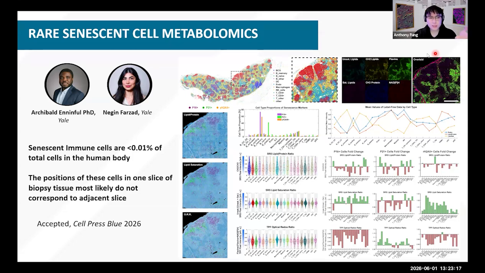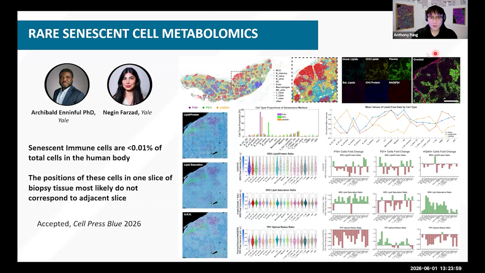For example, senescence is where a cell stops dividing. But those senescent cells, even though they accumulate with age, are still rare. Generally about 1% or less of your cells are going to be senescent at any given time. So if you take adjacent sections, your senescent cells might not be in the same position. So it's really important that you look at this exact same sample using one modality and then another modality. And that's really only possible if you have a label-free, non-destructive technique.